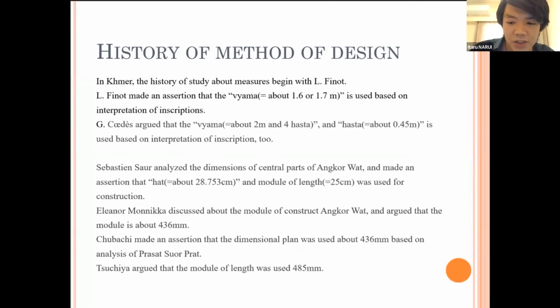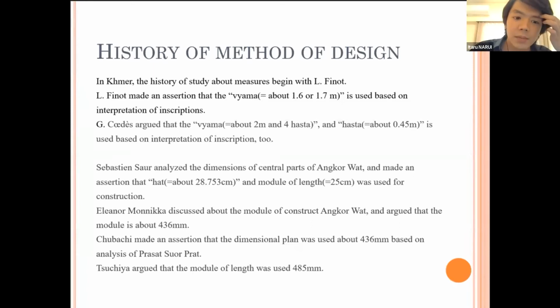interpretation of inscriptions. And George says the yama is about 2 meters and 4 hasta, and the hasta is equal to about 450 millimeters, used based on interpretation of inscriptions too.